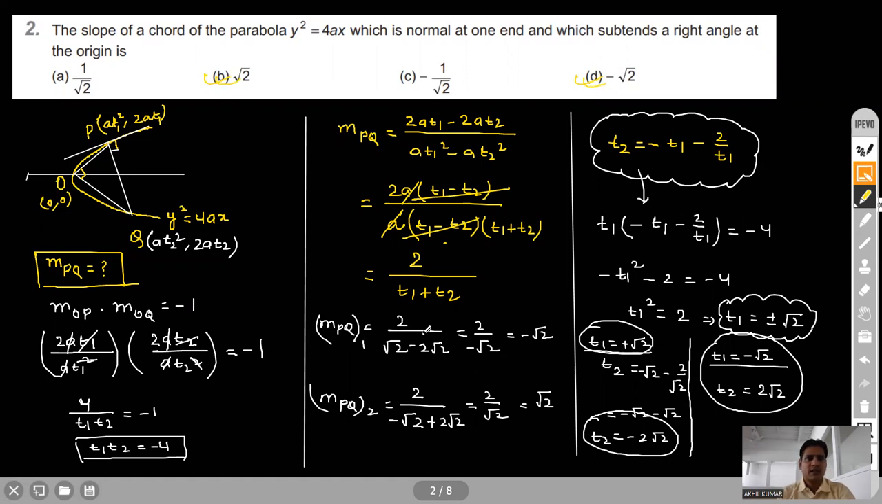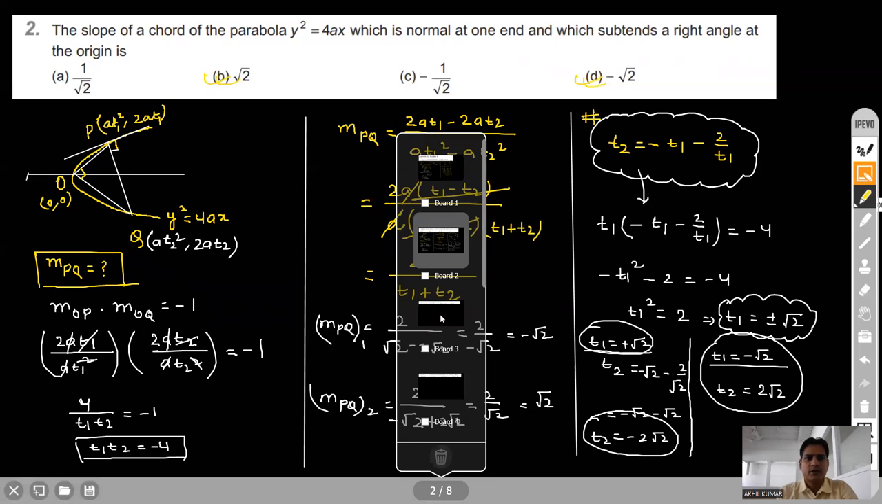So hope this is clear to all. The only important thing which I guess you should be aware of is this: if a normal drawn at P intersects the parabola further, the parameter t2 can be expressed as minus t1 minus 2 upon t1. If you are aware of this, then you can easily solve this question. So this is question number 2.